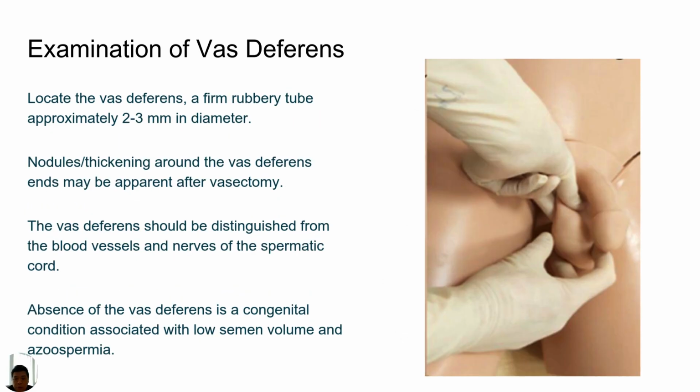So we need to deeply palpate the spermatic cord to identify the vas deferens, which is around 2 to 3 millimeters. Any nodules or thickening around the vas deferens ends may be due to a history of vasectomy. The vas deferens should be distinguished from the blood vessels and nerves. Absence of the vas deferens is a congenital condition associated with cystic fibrosis, with low semen volume and azoospermia.